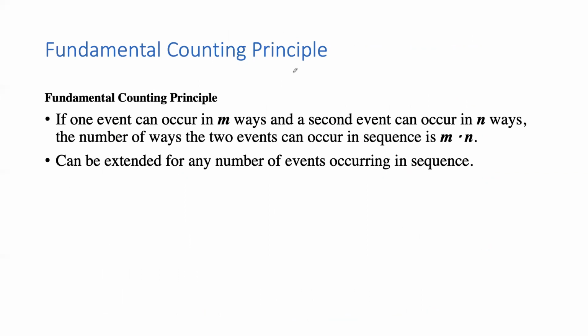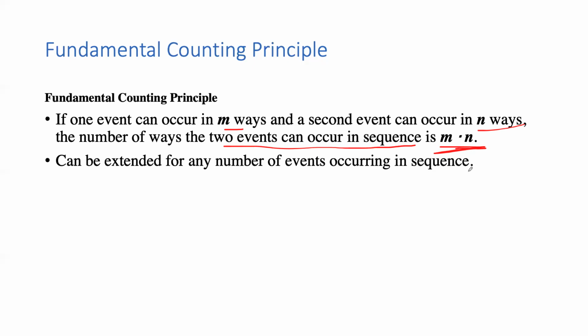Okay, and the fundamental counting principle is very straightforward. It says that if one event can occur in m ways and the second event can occur in n ways, then the number of ways that the two events can occur in sequence is m times n. It can be extended to any number of events occurring in sequence. All right. So that's what we call the fundamental counting principle.